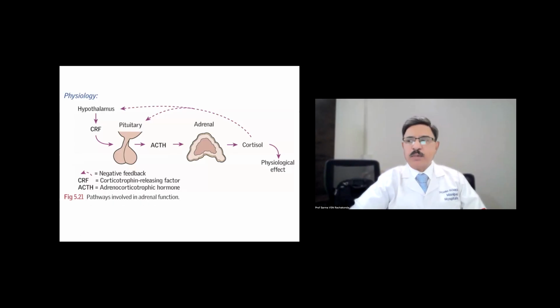So, the hypothalamus, the CRH, the pituitary. Hypothalamus secretes the CRH factor, corticotrophin releasing factor, which acts on the pituitary. Pituitary produces ACTH. ACTH acts on the adrenal, and adrenal produces cortisol. Cortisol has got its physiological effects. This cortisol has got a feedback inhibition on the pituitary as well as on the hypothalamus. So you see, this is very important for us to understand.